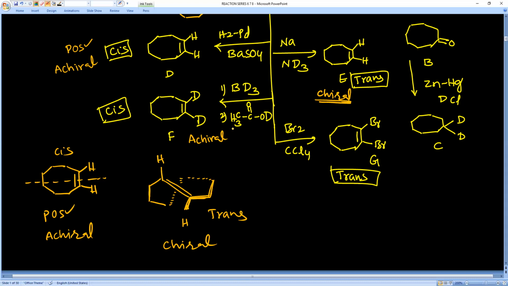Next one is compound G. This is compound G. This is the trans isomer. A trans isomer is free from plane of symmetry and center of symmetry. Therefore, this is an optically active molecule. An optically active molecule is called a chiral molecule. Right?